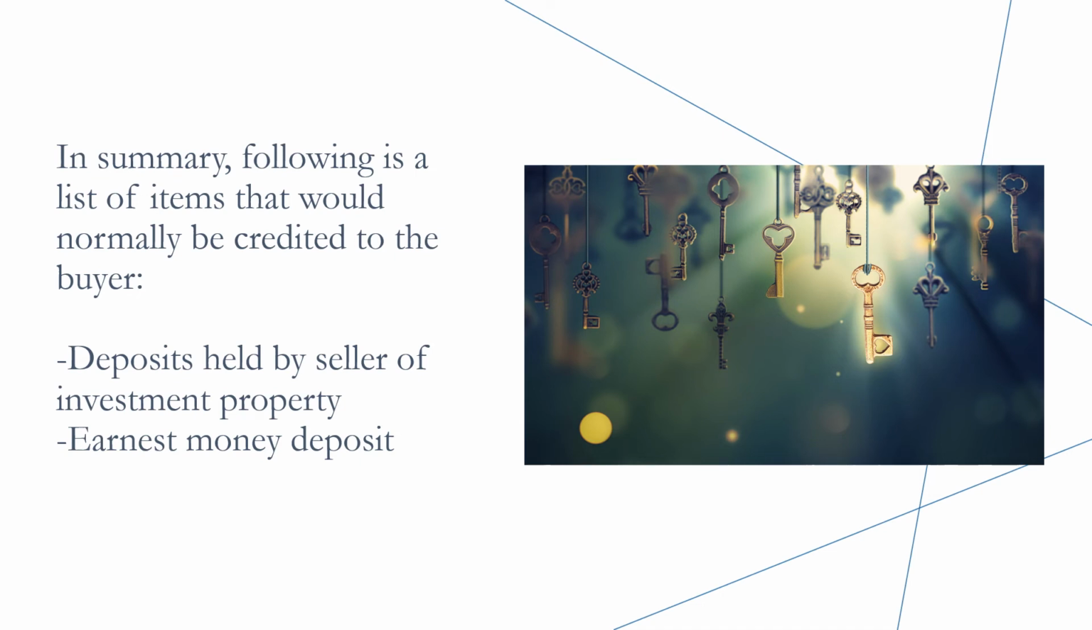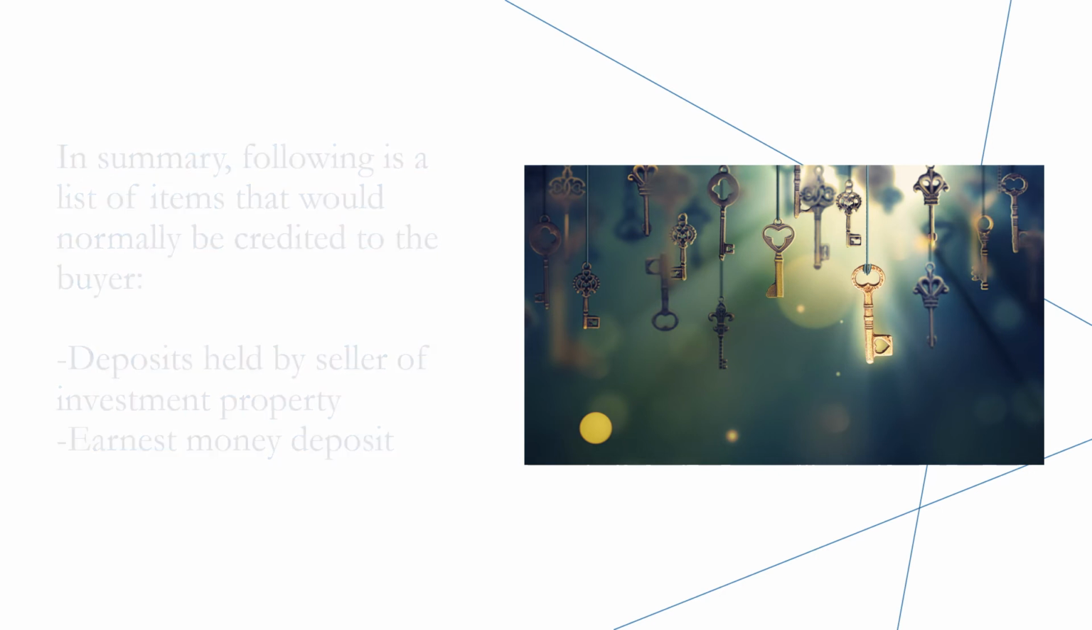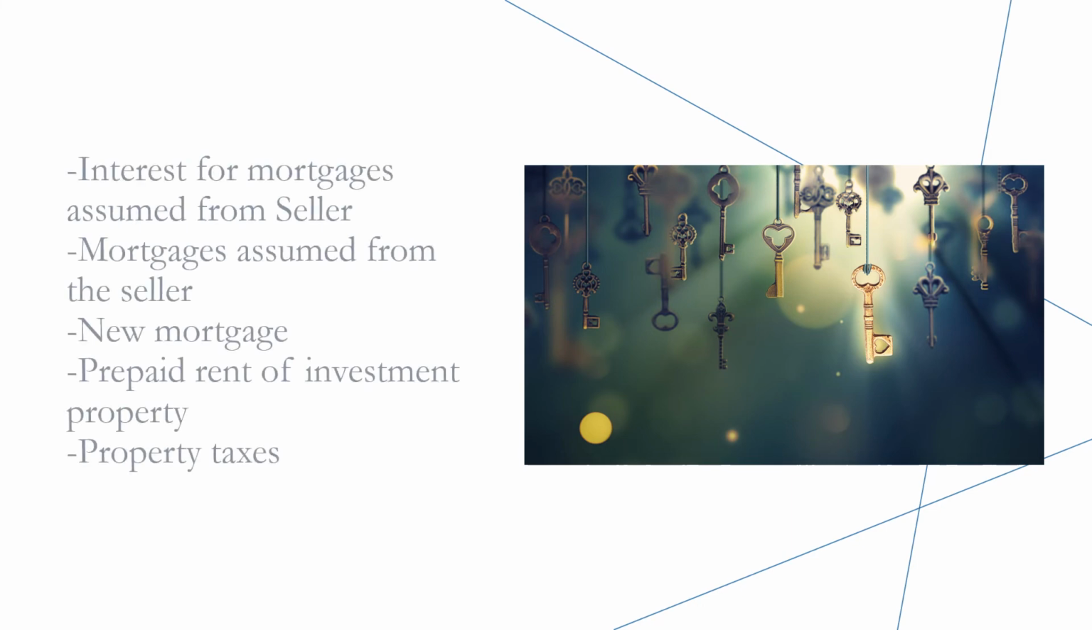In summary, the following is a list of items that would normally be credited to the buyer: deposits held by the seller of investment property, earnest money deposits, interest for mortgages assumed from the seller, the amount of the mortgages assumed from the seller, new mortgages from lenders, prepaid rent of investment property, and property taxes.